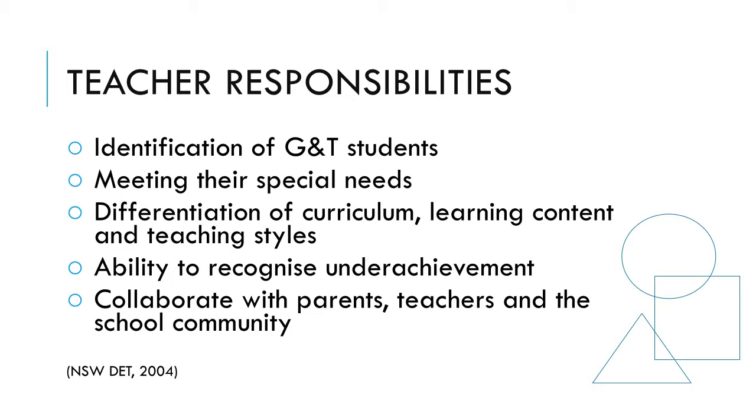At the moment, you have the responsibility to identify gifted and talented students in your classroom. You have the responsibility to meet their special needs. You need to be able to differentiate your curriculum, the learning content, and your teaching styles to suit these gifted learners. You have to be able to recognise underachievement and to collaborate with parents, teachers, and the wider school community about what's best for these gifted learners in your school.